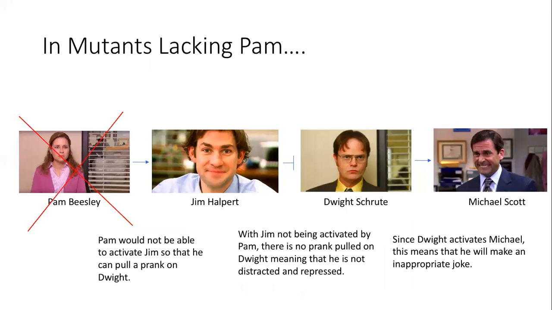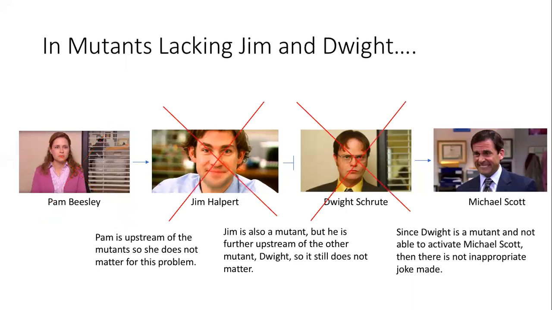In mutants that lack Pam, she would not be able to activate Jim, so he would not pull a prank on Dwight. If Jim does not inhibit Dwight with a prank, then he is not distracted from Michael. If Dwight is not repressed or distracted, he activates Michael, meaning that Michael will make an inappropriate joke or comment.